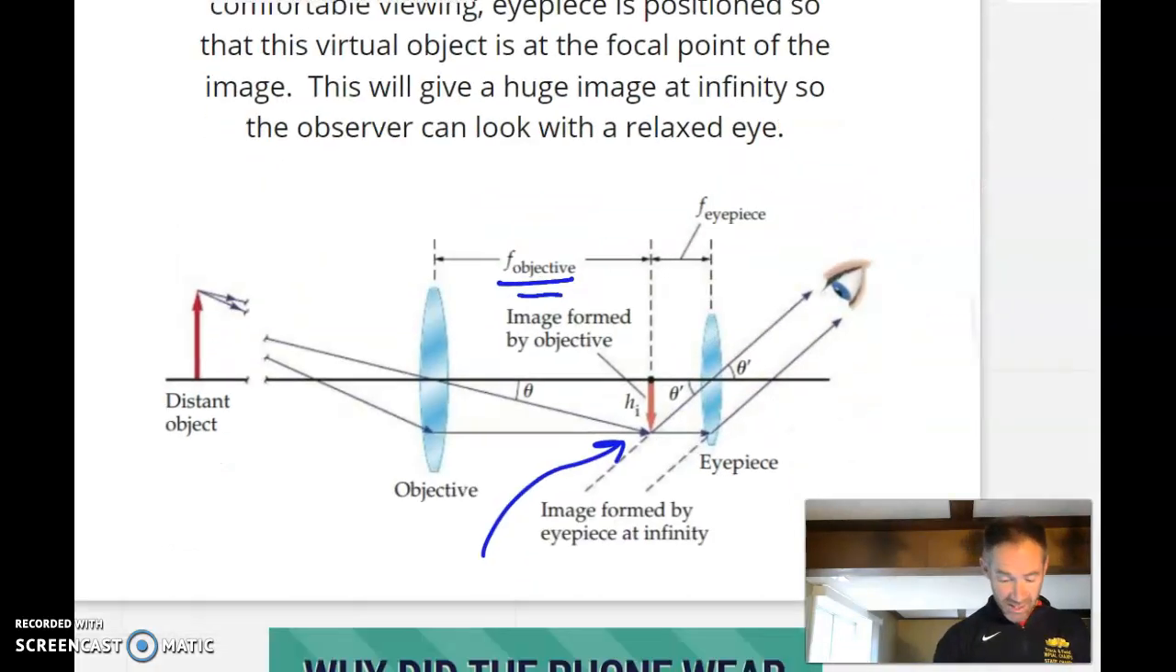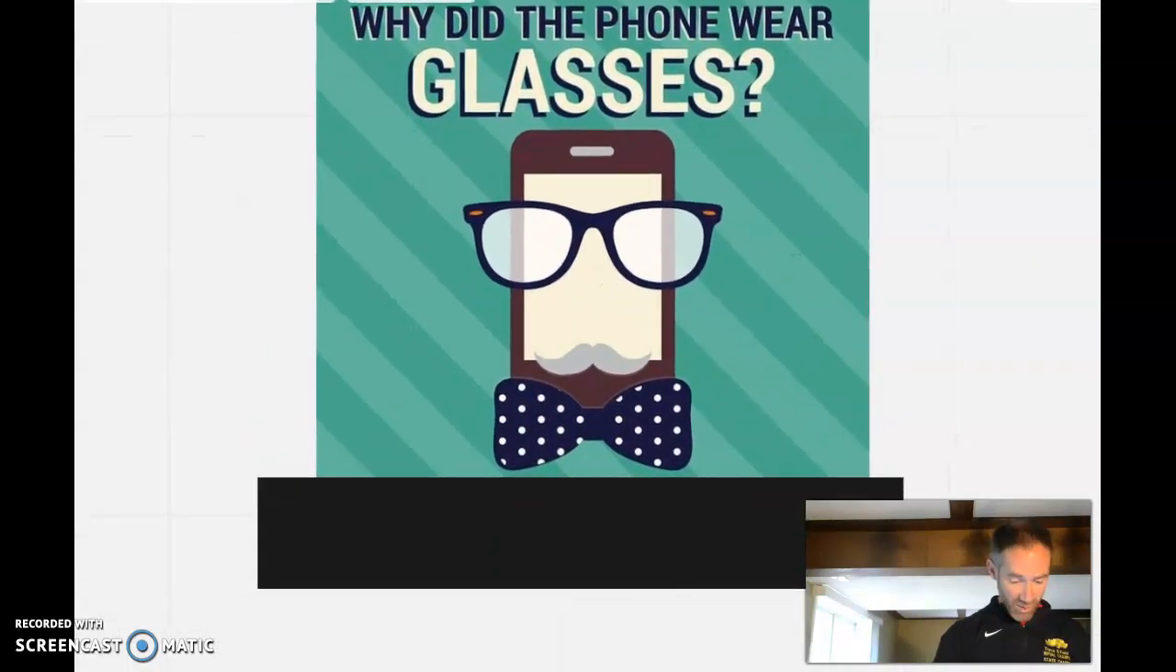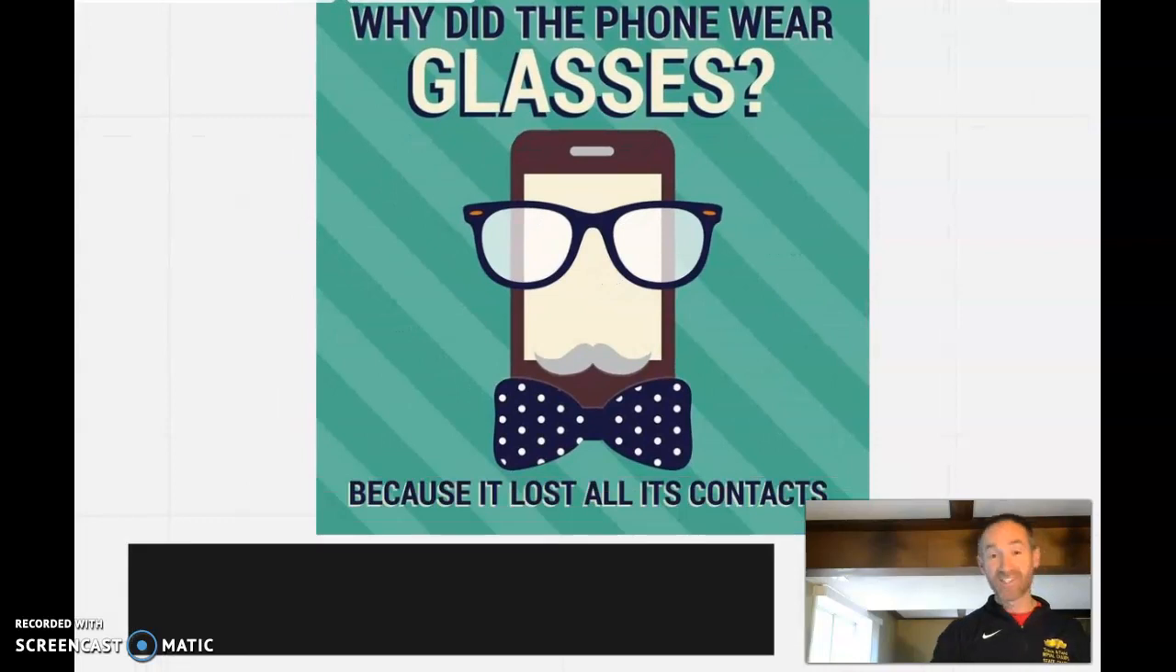And, speaking of lenses, before we go, did you hear why the phone had to wear glasses? Well, it's because it lost all its contacts.